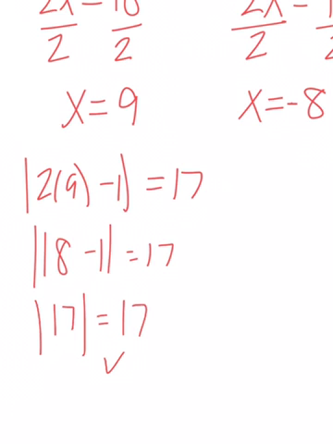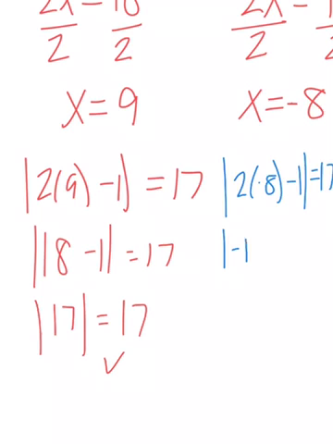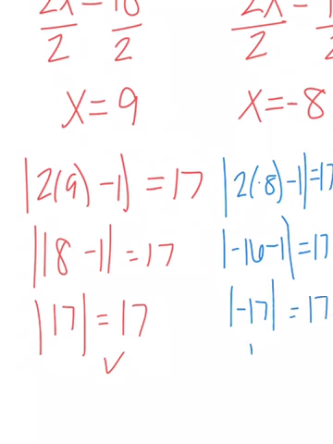Let me check my other answer here. Plug in a -8. See if that equals 17. 2 times -8 is -16, minus 1. That is -17, but I know the absolute value of -17 is 17. So that equation is also true.